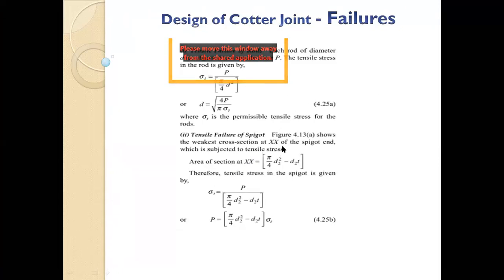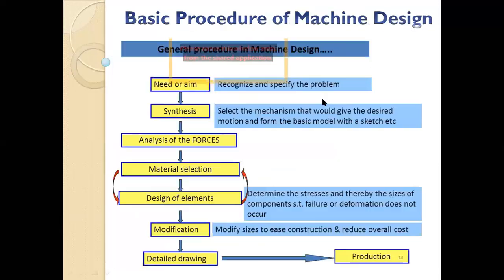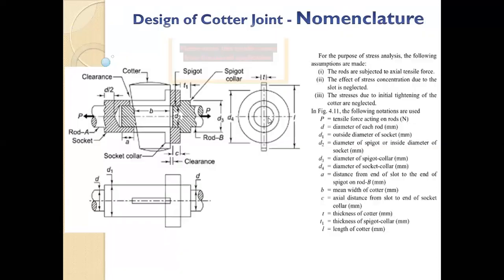Okay, now how the design, as I said, I don't know whether I was audible at that time. Design means we have to find out dimensions. Now what are the dimensions? d is the diameter of the rod, d1 is the outside diameter of the socket, d2 is the inside diameter of the socket, d3 is the collar diameter of the spigot, and d4 is the collar diameter of the socket. These five diameters we have to find.